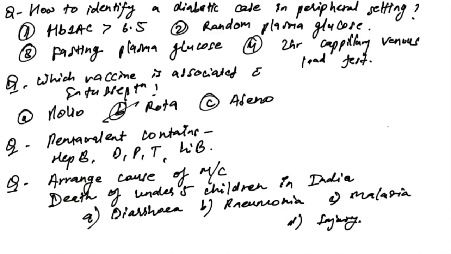Now how to identify a diabetic case in the peripheral setting? HbA1c greater than 6.5, yes. Random plasma blood sugar, and also fasting. The fasting, and after that random. So there are multiple correct answers in that.